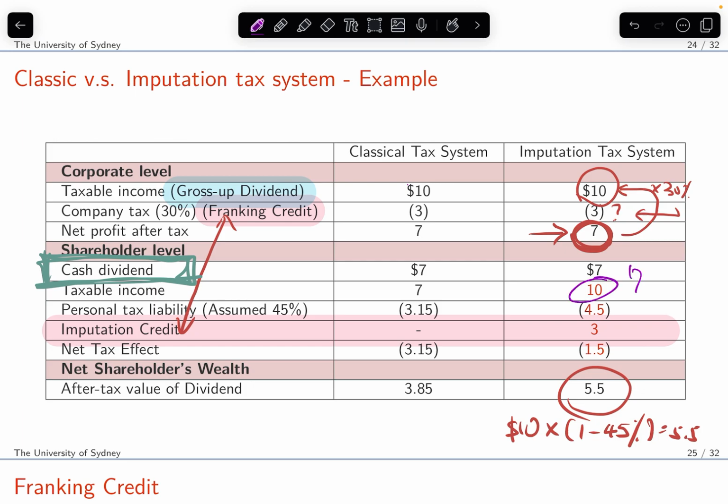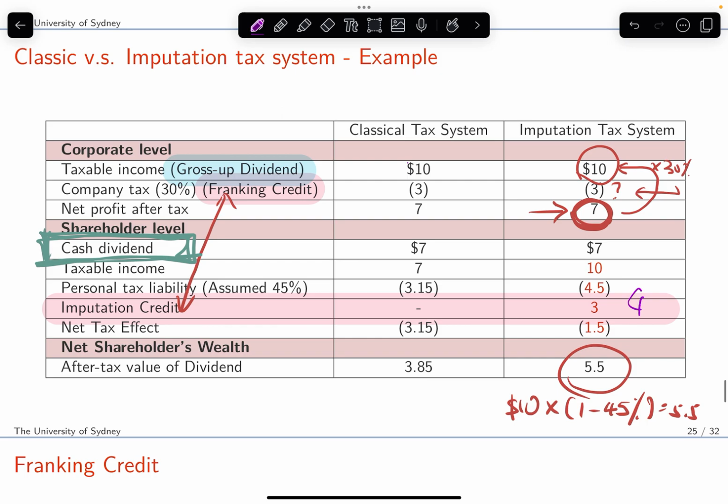So we get 7 plus 3 equals 10. So we get 10 here for taxable income. And then once again, the same thing, we multiply by the 45% tax rate at the individual level. Then we subtract out the franking credit. So the imputation credit is the same thing as the franking credit, it's just a different name. So we subtract out the imputation credit, giving us a tax effect of only 4.5 minus 3, which is 1.5. Then we subtract 1.5 from 7, giving us an after-tax value of the dividend of 5.5.